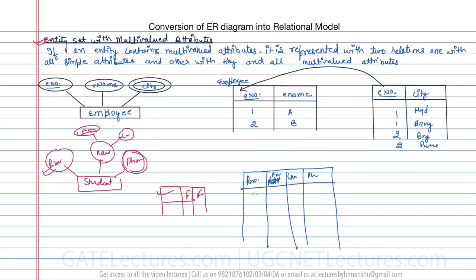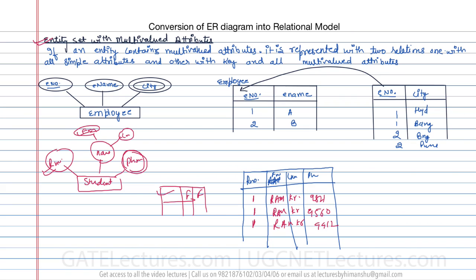So assuming roll number is 1, student name is Ram, last name is KR, and the phone number is 9821 something. Again roll number 1, Ram, KR, phone number is 9560 something. Again roll number is 1, Ram, KR, and phone number is 9912 something, right?